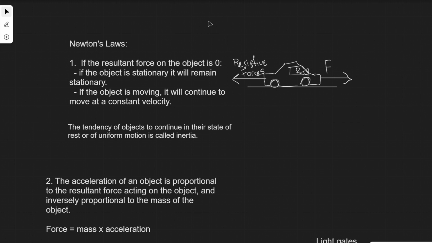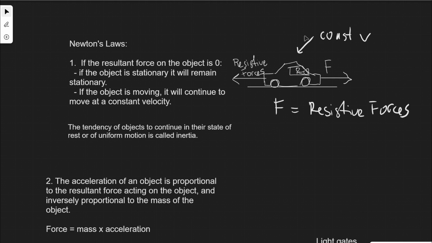On to Newton's laws. Newton's first law: if the resultant force on an object is 0, then if the object is stationary, it will remain stationary. However, if the object is moving, it will continue to move at a constant velocity. For instance, a car moving at a constant speed indicates that the driving force F is equal to the resistive forces in magnitude, but opposite in direction.